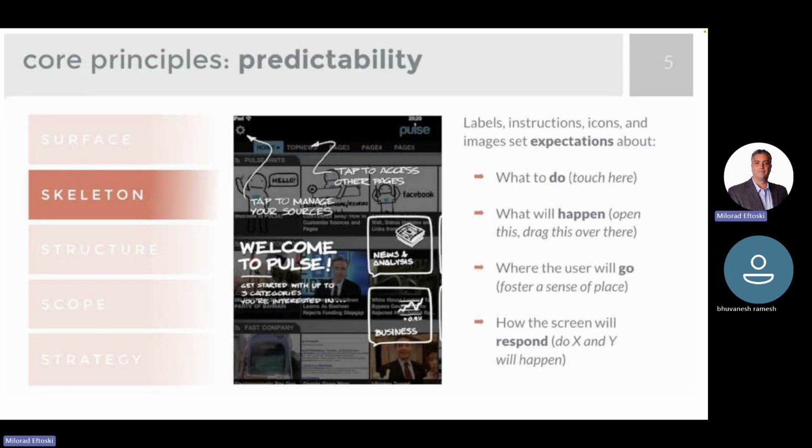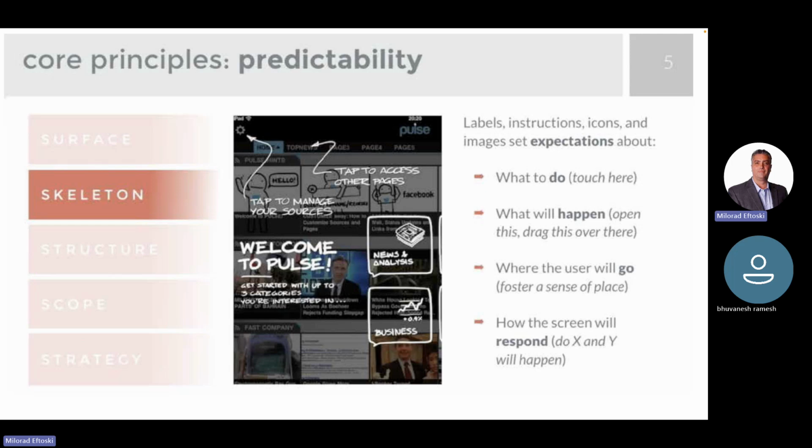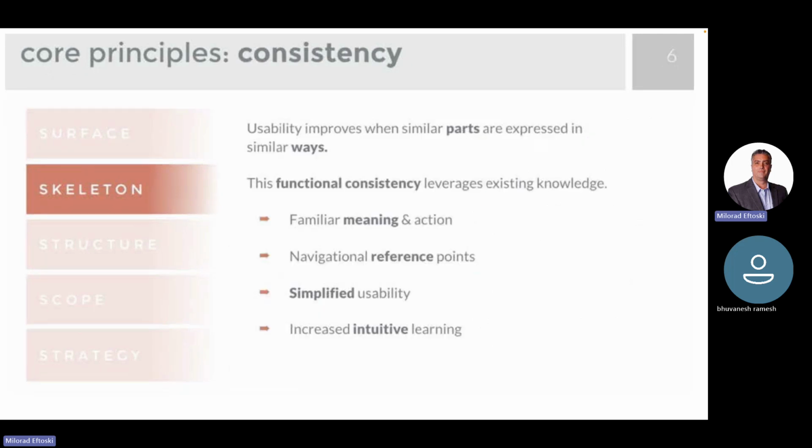And of course, these are some of the predictable labels we looked at earlier. I thought I'd throw them in there again. Predictability, okay? Labels, instructions, icons, and images set expectations about what to do. Touch here, what will happen, open this, drag it over here. Where the user will go, foster a sense of place. How the screen will respond, X and Y will happen. So that's predictability. Predictability has to be introduced in some way, shape, or form.